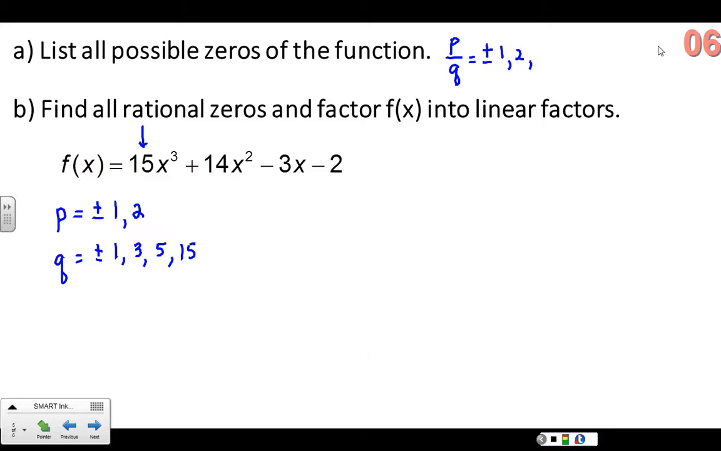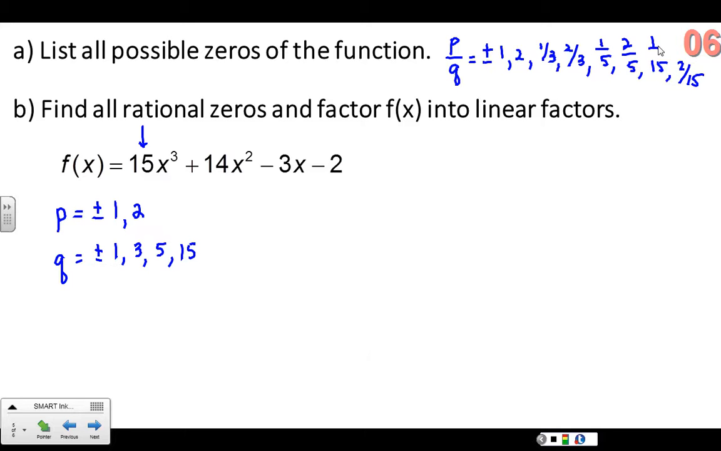If you put them all over 3, you'd get 1/3 and 2/3. If you put them all over 5, you would get 1/5 and 2/5. And all over 15, you'd get 1/15 and 2/15. So that's the list of all the possible zeros for that function.